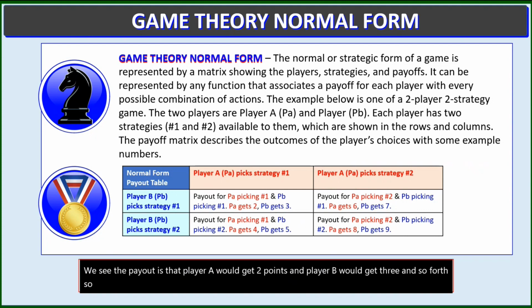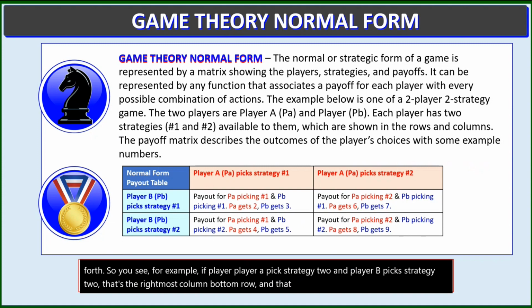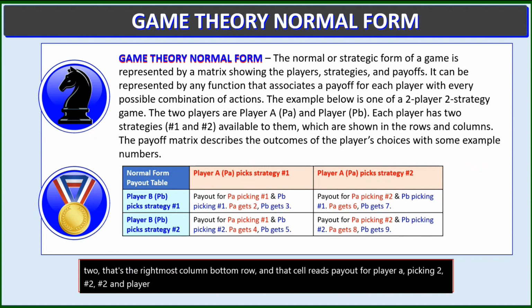So you see, for example, if player A picks strategy 2 and player B picks strategy 2, that's the rightmost column, bottom row, and that cell reads the payout for player A picking strategy 2 and player B picking strategy 2. Player A would get a payout of 8 points and player B would get a payout of 9 points.